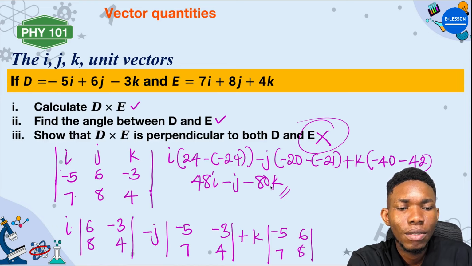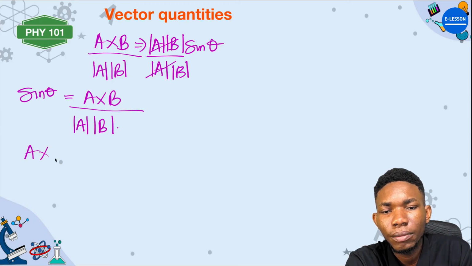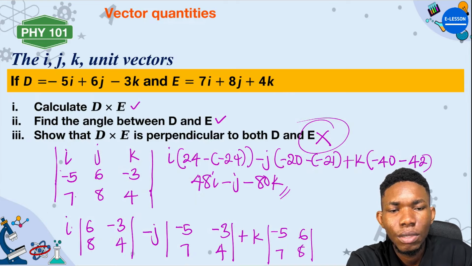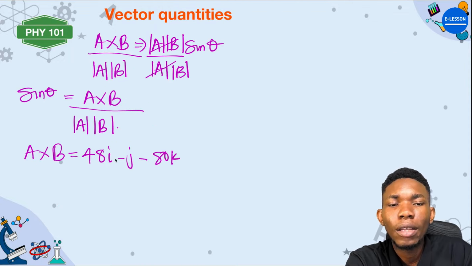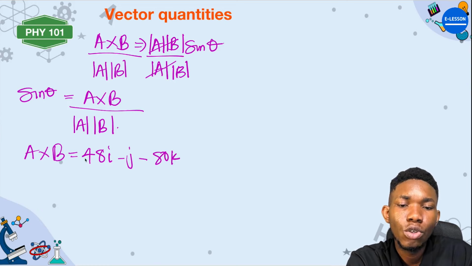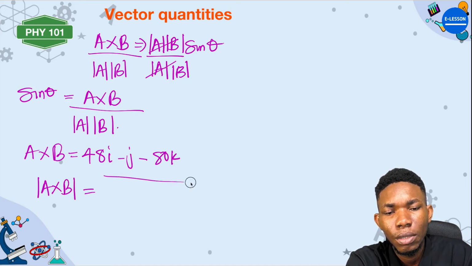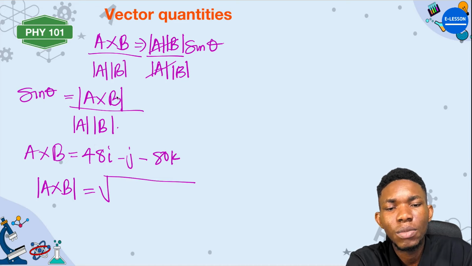48i minus j minus 80k. Let's write it out. A cross B is 48i minus j minus 80k. Not 80,000, no, 80k. You cannot use this one to calculate theta. So you must find the magnitude of this one itself. So A cross B magnitude will be the square root. So for this case, it's actually the magnitude of A cross B.